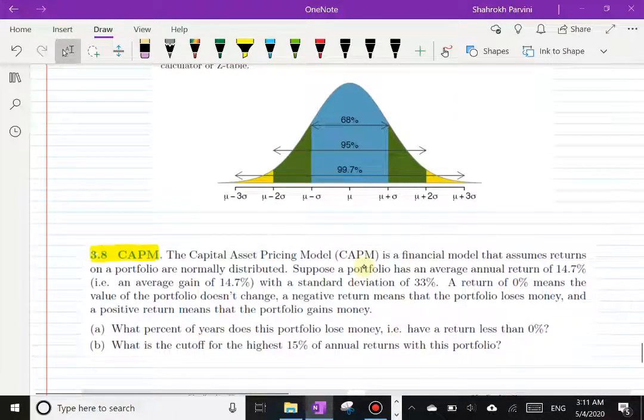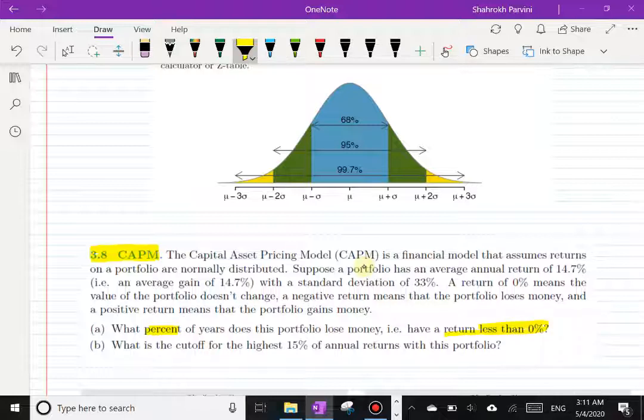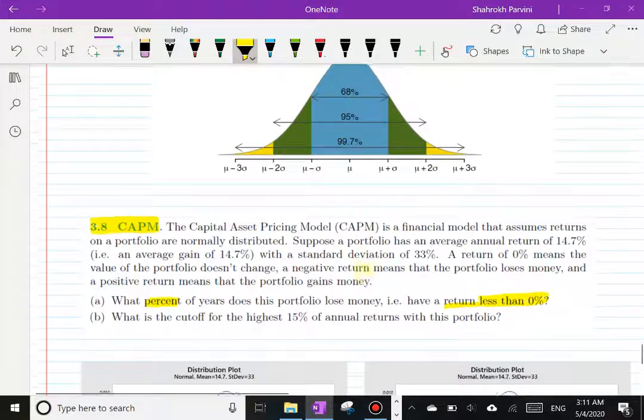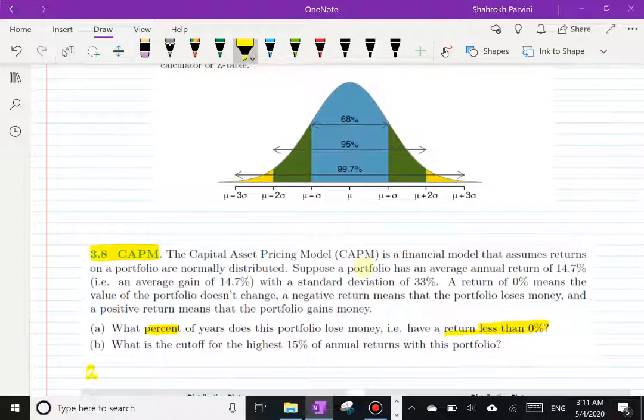In part A, what percent of years does this portfolio lose money? Okay, so the word percent here means probability for us. That means it has a return that is less than 0. So less than 0 means probability of x less than 0. So that's what we want to find, right? In part A, we want to find probability of x less than or equal to 0.